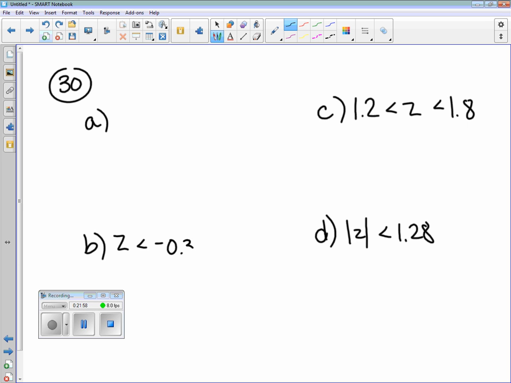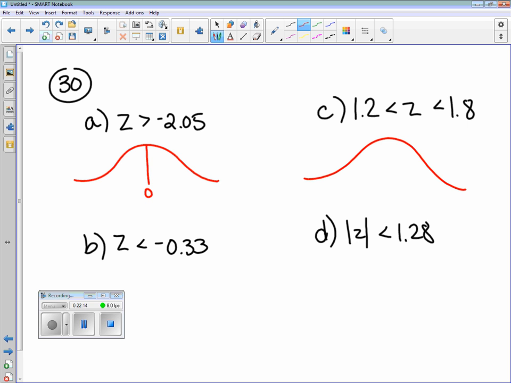Because you know that the absolute value is positive or negative, so you do the positive and the negative version. All right, so here's the problems. We're going to draw a picture that corresponds to each. If it's a z-score, we're going to put 0 on each one.